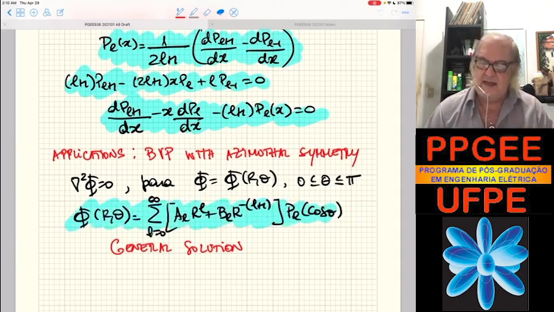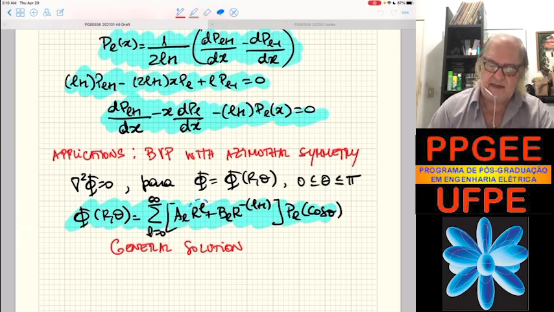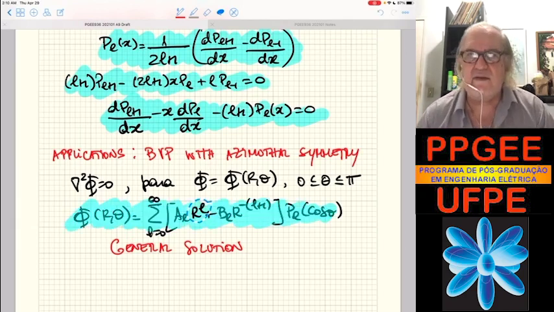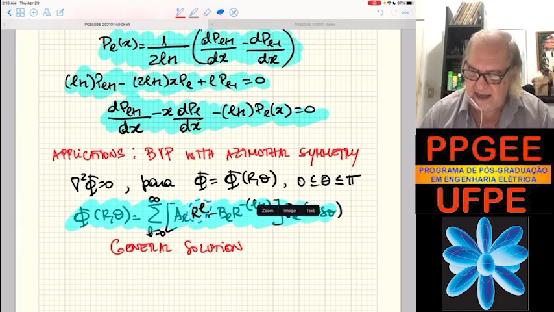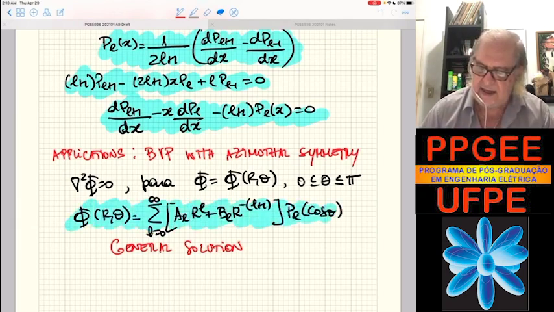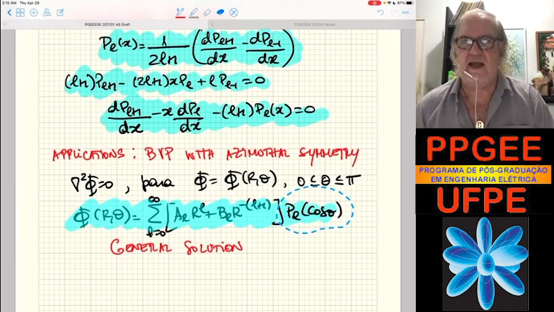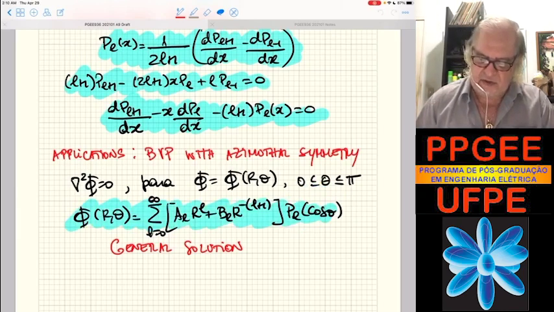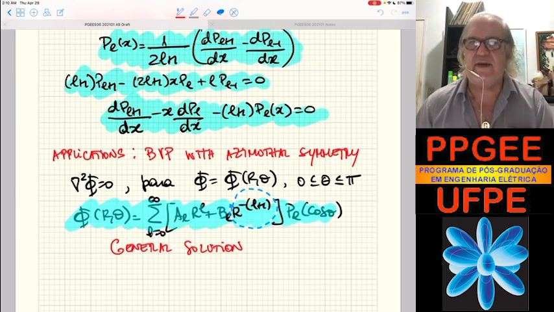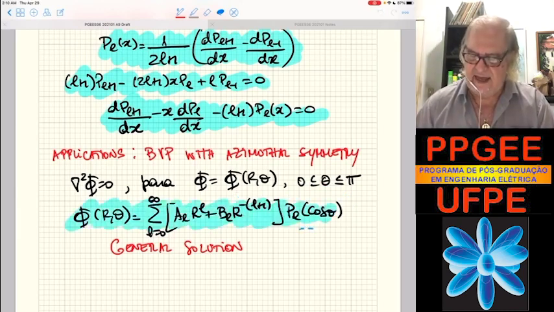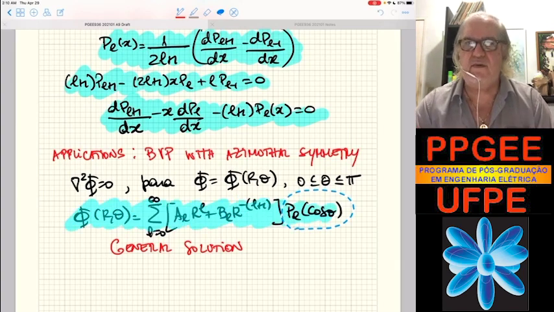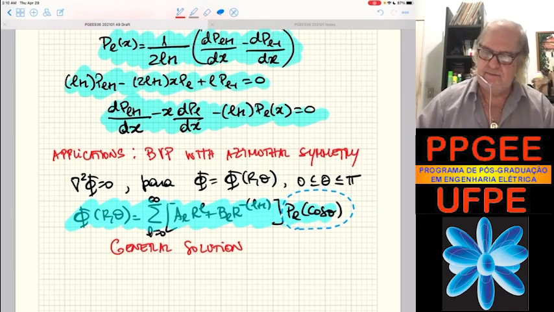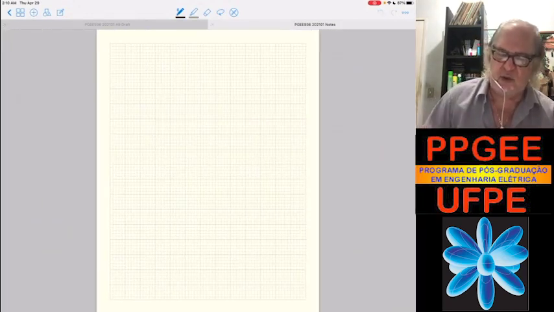Remember, every time I have a power of r raised to L, I have to attach to that power the Legendre polynomial of order L. If I have a solution that has r raised to minus L plus 1, a Legendre polynomial of order L has to be attached to it, okay? For instance, suppose that you know that the solution is like this.